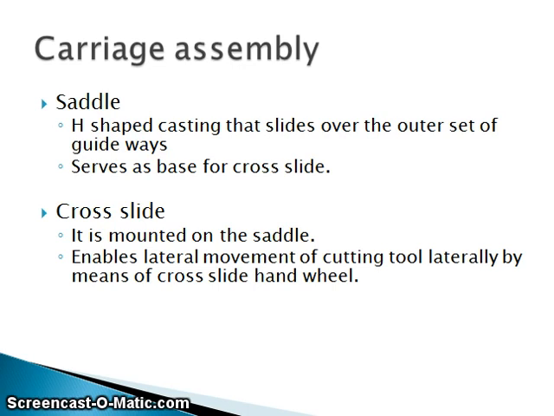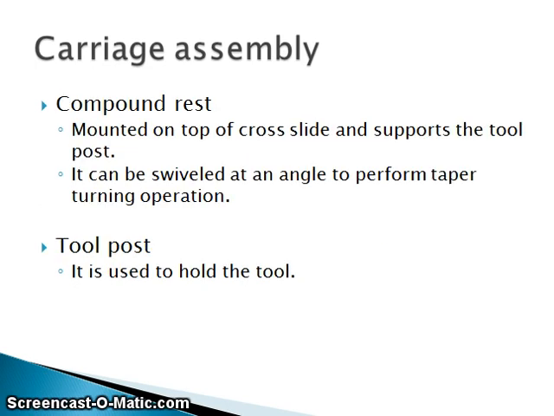It is an H-shaped casting that slides over the outer set of guideways. It serves as a base for the cross slide. Then the second one is the cross slide. It is mounted on the saddle and enables lateral movement of the cutting tool by means of the cross slide hand wheel. Then the compound rest, mounted on top of the cross slide, supports the tool post. It can be swiveled at an angle to perform a taper turning operation.